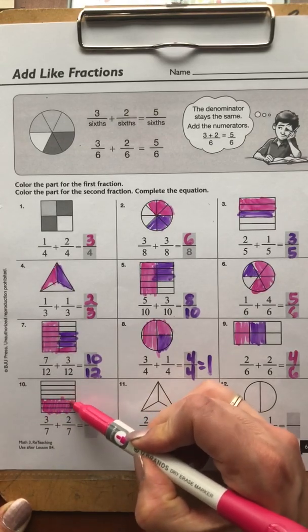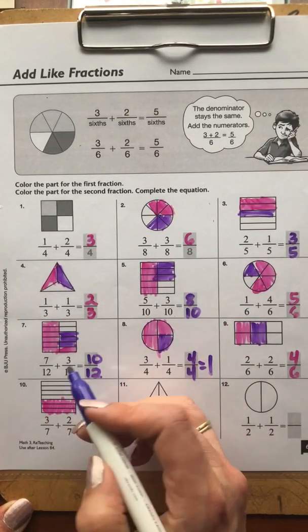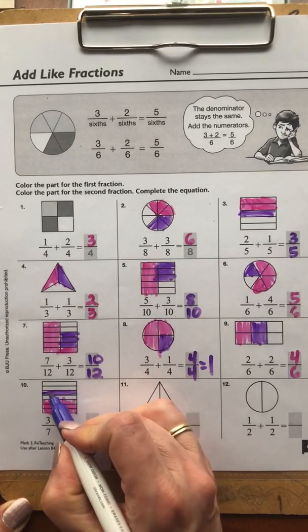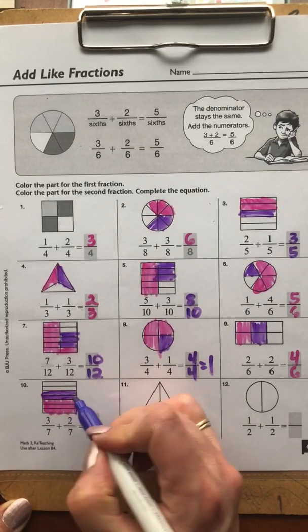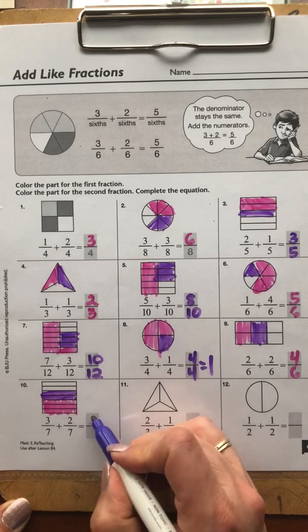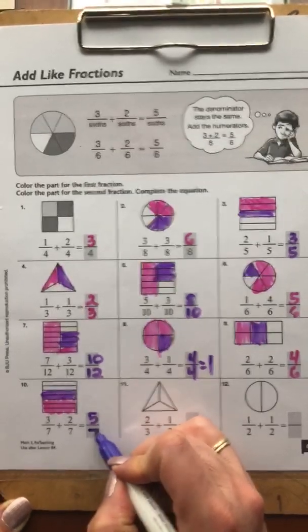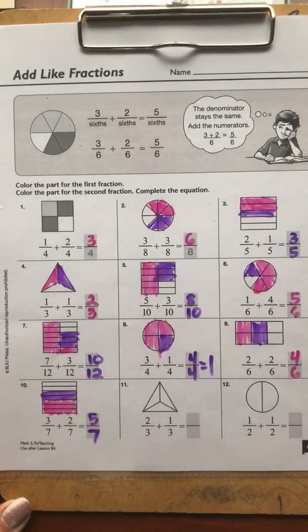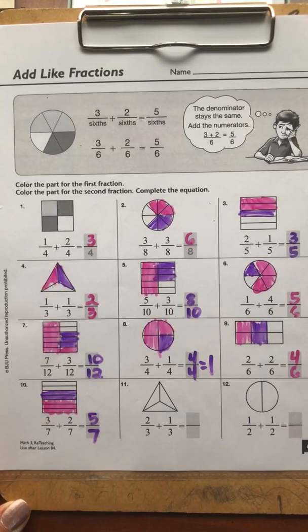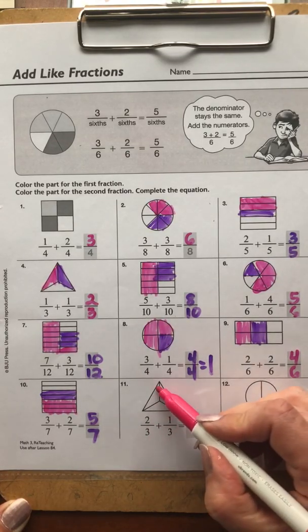3/7 plus 2/7. So we're going to add 3 plus 2 is 5. And your denominator 7 stays the same. So your answer is 5/7. And number 11, we're adding 2/3 plus 1/3.